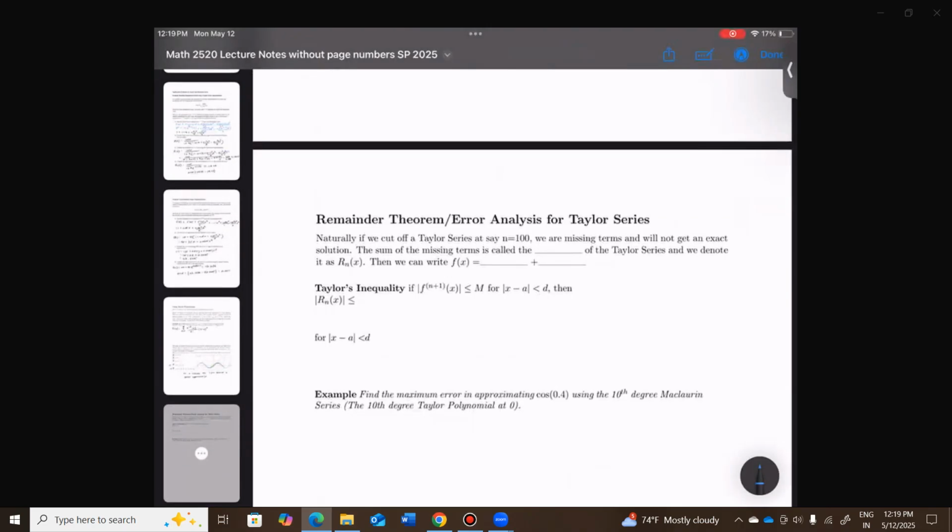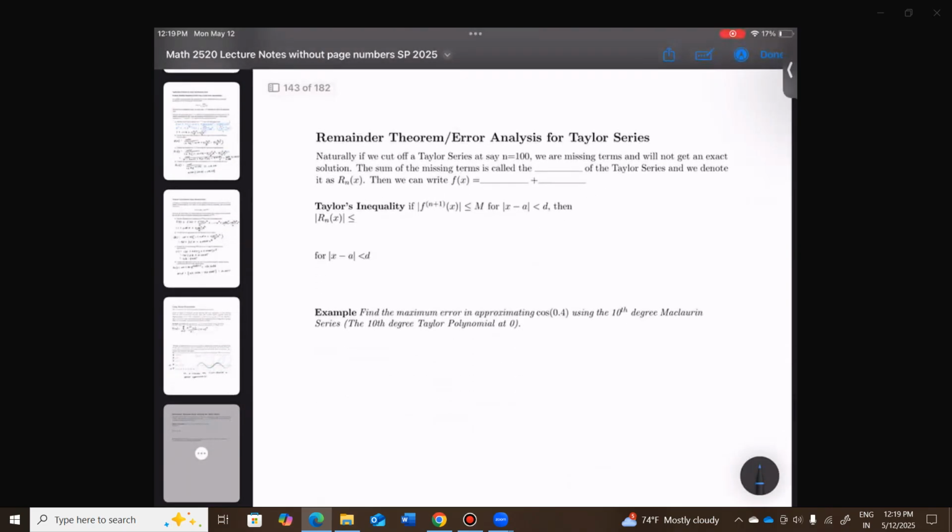Alright, so the last thing. Naturally, if we cut off the Taylor series at n equals 100, we are missing terms and we'll not get an exact solution. The sum of the missing terms is called the remainder of the Taylor series, and we denote this as R_n of x, or you can think of it as the error. Then we can write the Taylor series plus your R_n of x.